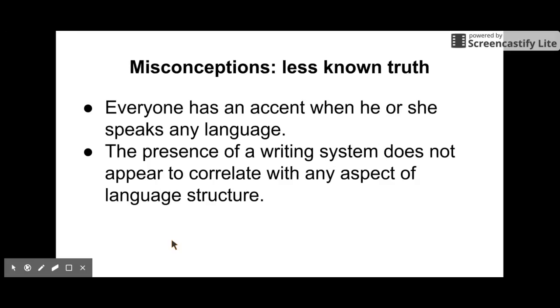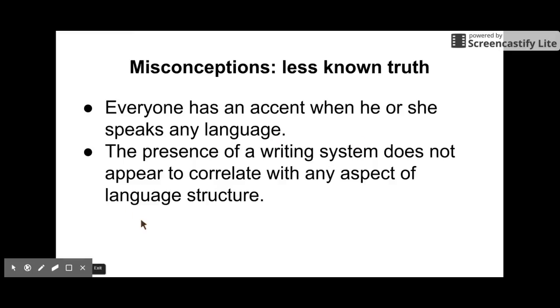On the other hand, we have another set of misconceptions. That's known truth. So actually, everyone has an accent when he or she speaks any language. We can think about accent as the performance or something like that. So accent is just the carrier of our knowledge of language.